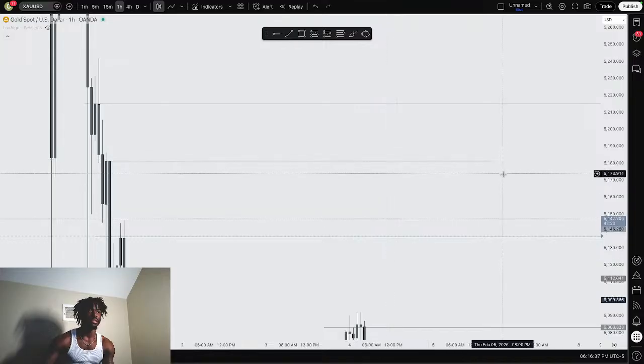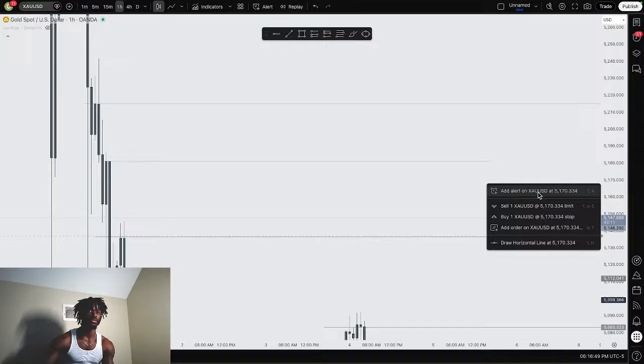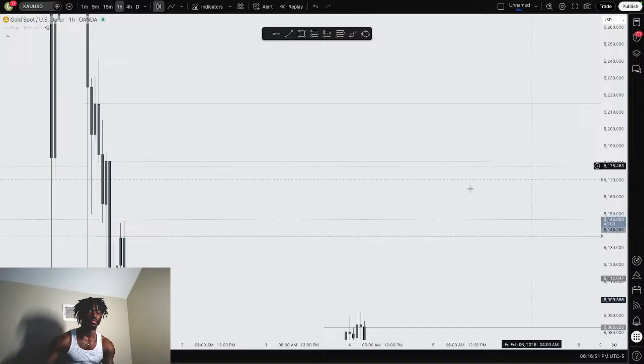Up here, I'll set an alert at 5170, which is about 100 pips away. So yeah, I can do 100 pips away just to monitor it. 5170.